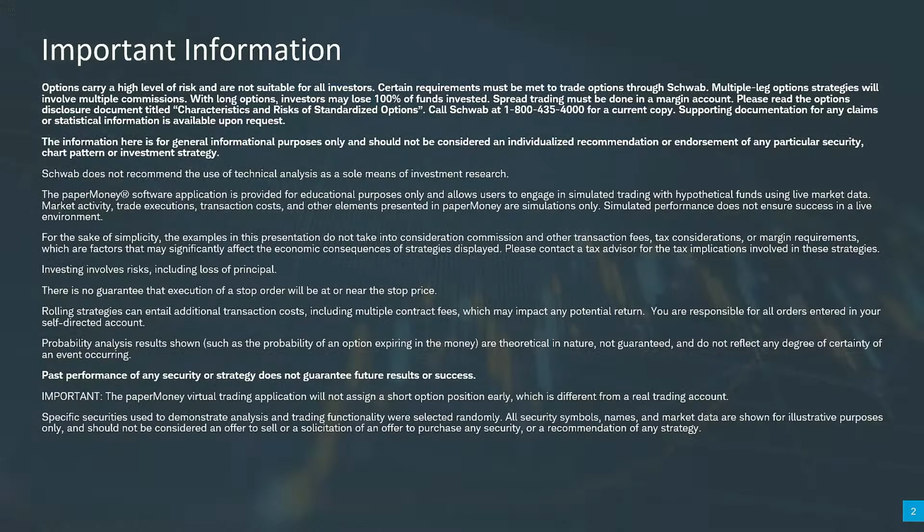But before we get started, let's dive into some important disclosures here. Options carry a high level of risk, are not suitable for all investors. And the information we cover here is for general informational purposes only, should not be construed as advice or a recommendation. And we're going to use the Paper Money platform today to cover some paper trades. Just be aware that Paper Money is quite a bit different from the live environment.